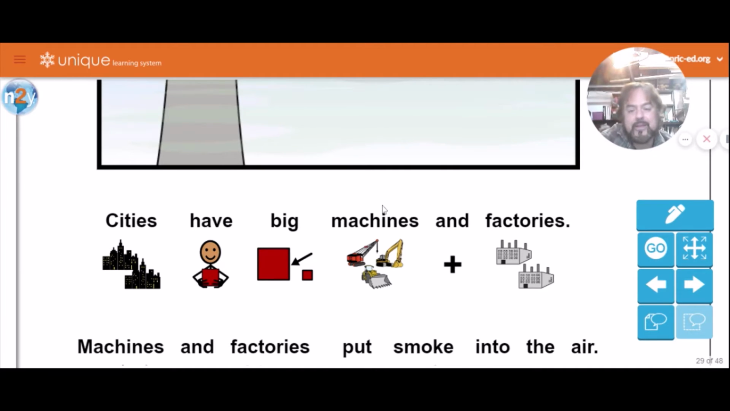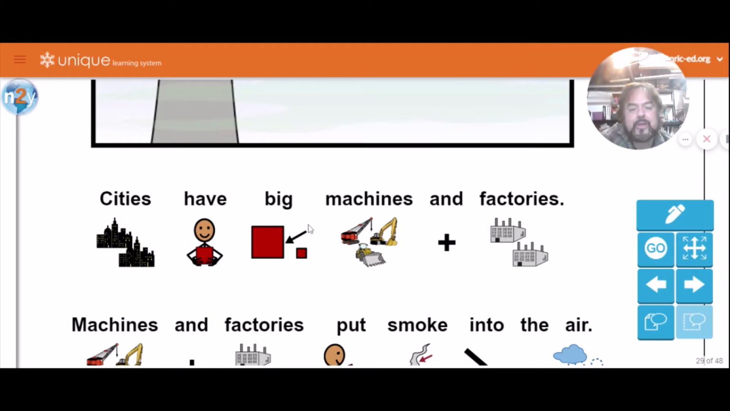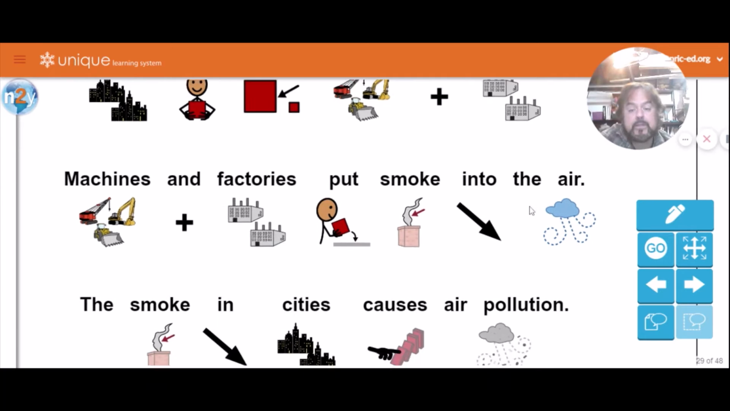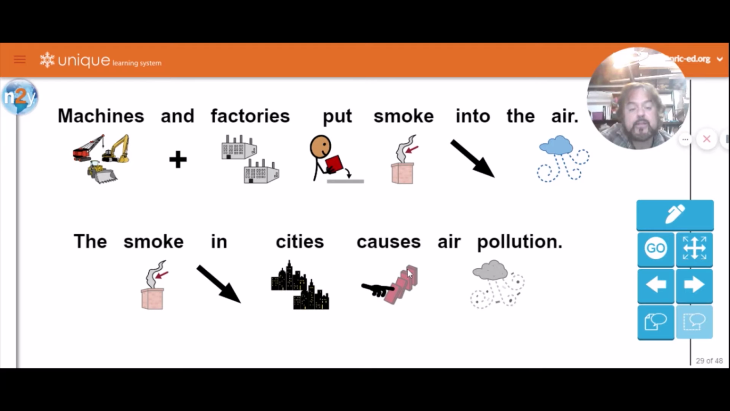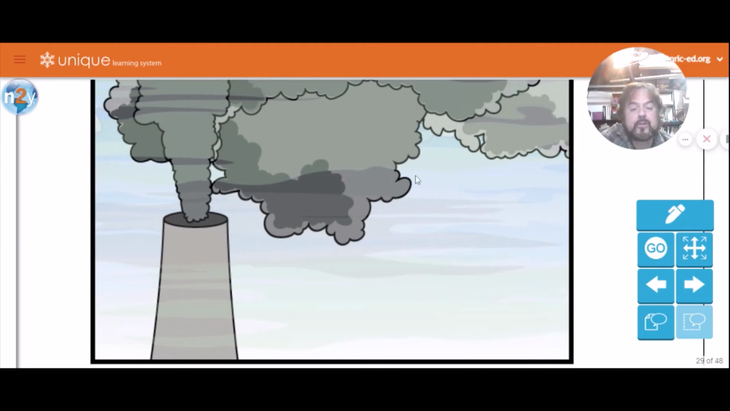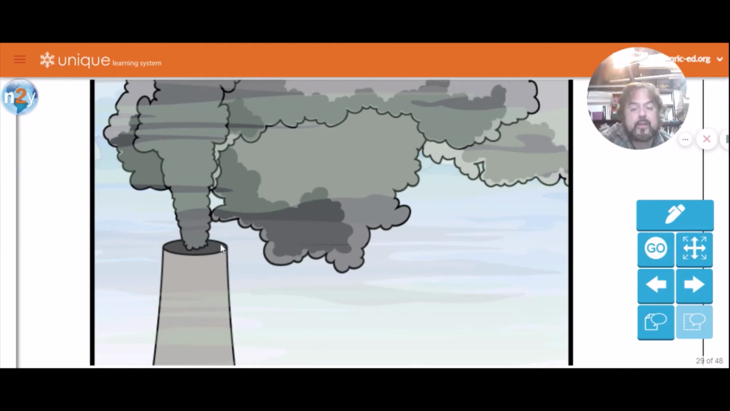I don't know. Cities have big machines and factories. Machines and factories put smoke into the air. The smoke in cities causes air pollution. So you can see the smoke in the city causing air pollution. That's not good. Not good for anybody. Can't breathe that stuff in. Make you sick. Ugh.